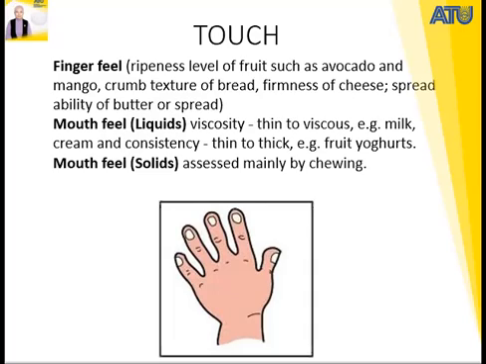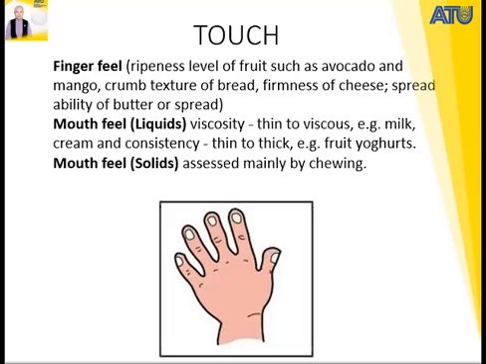By mouthfeel, we can feel liquid viscosity, whether it is thin or viscous, for example milk, cream, and consistency from thin to thick, such as fruit yogurts. In our mouth feeling, our receptors in the tongue take part, so we can feel the thinness or thickness of the spreading material. If it is milk, of course, it will be very thin, and if the viscosity is higher, it will form thick layers of the food product.